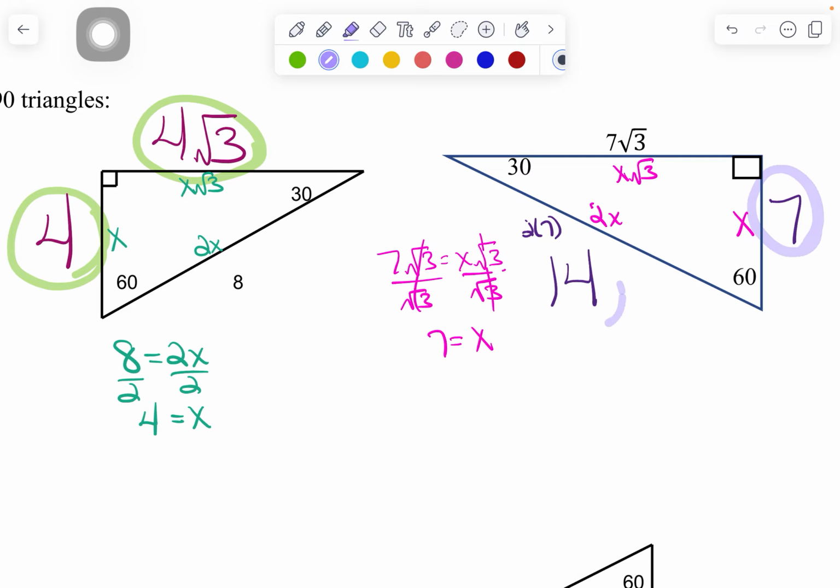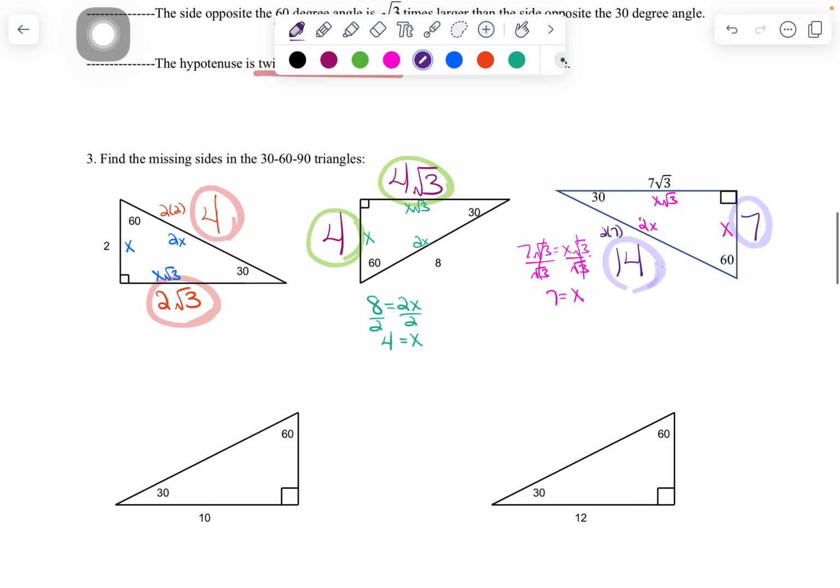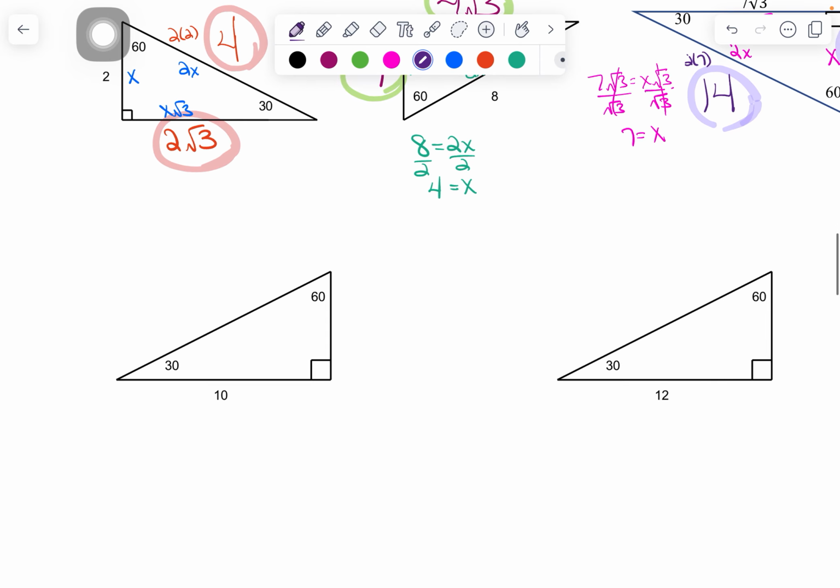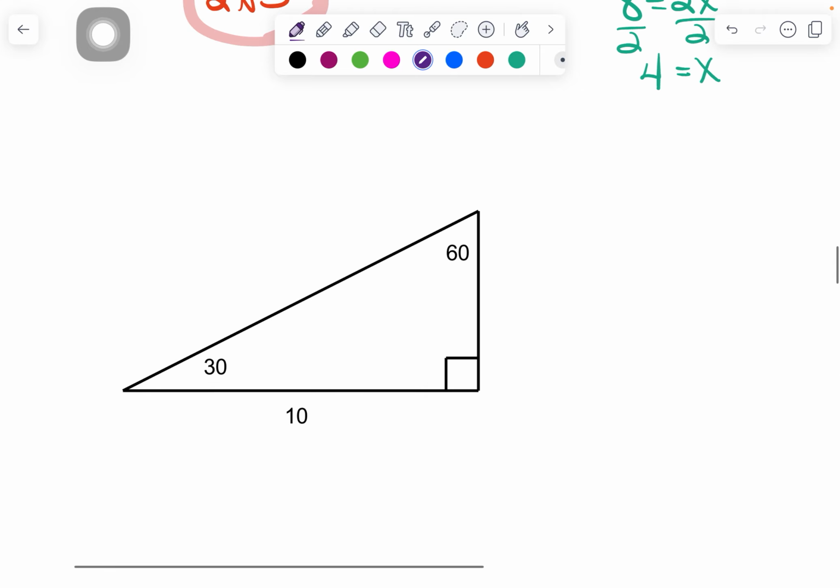All right, so there's my 7. There's my 14. I figured out all the sides. That's what I'm looking for. All right, there's 2 more little triangles here that we're going to get through. All of these, by the way, are 30, 60, 90s. And yes, I think I said this before for the 45, 45, but these relationships only work if you have a 30, 60, 90. All right, so side opposite 30 is x, hypotenuse is 2x, opposite 60 is x root 3.